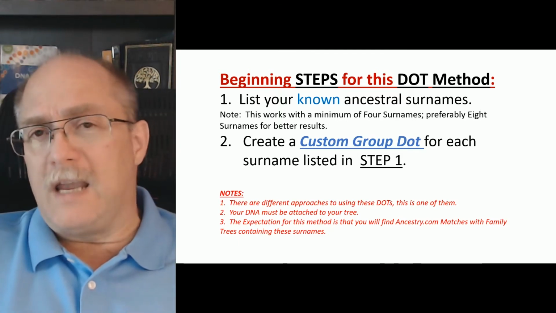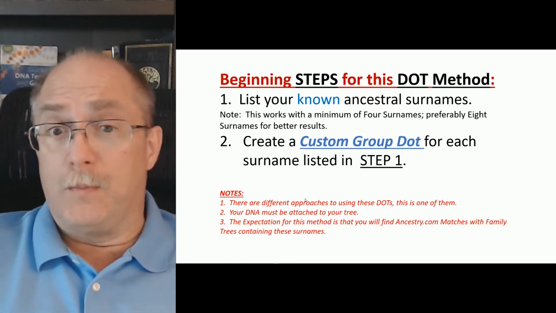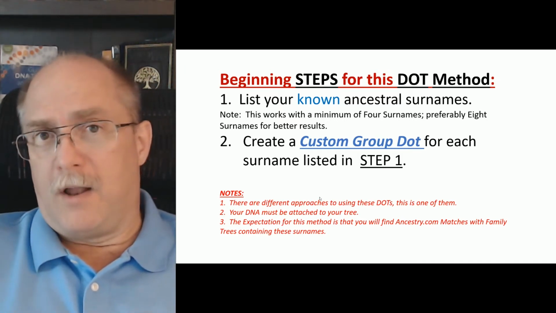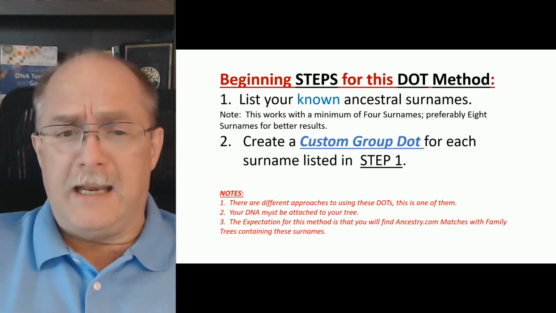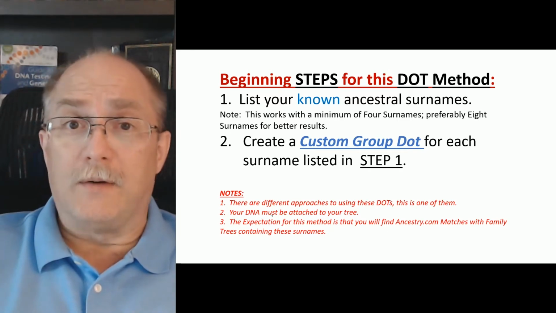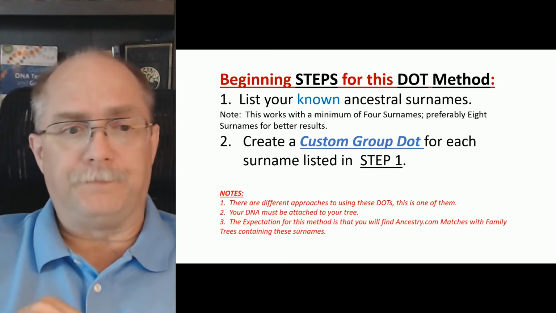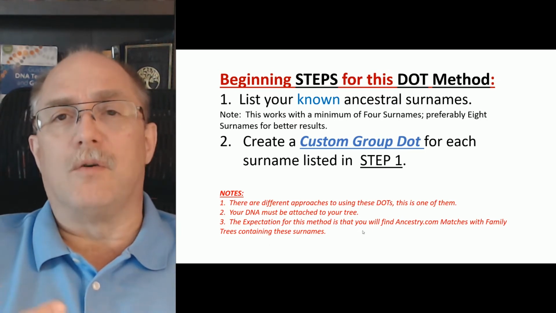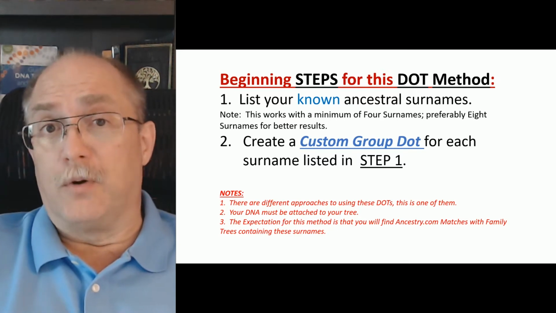Now, important statement here, there are different methods to create these group dots. This is just one of them. This is one I'm applying to this individual's kit. You definitely need to have your DNA attached to your tree on Ancestry to get the best benefit of this method. And the expectation is that we're going to find additional matches to surnames by doing these custom group dots.